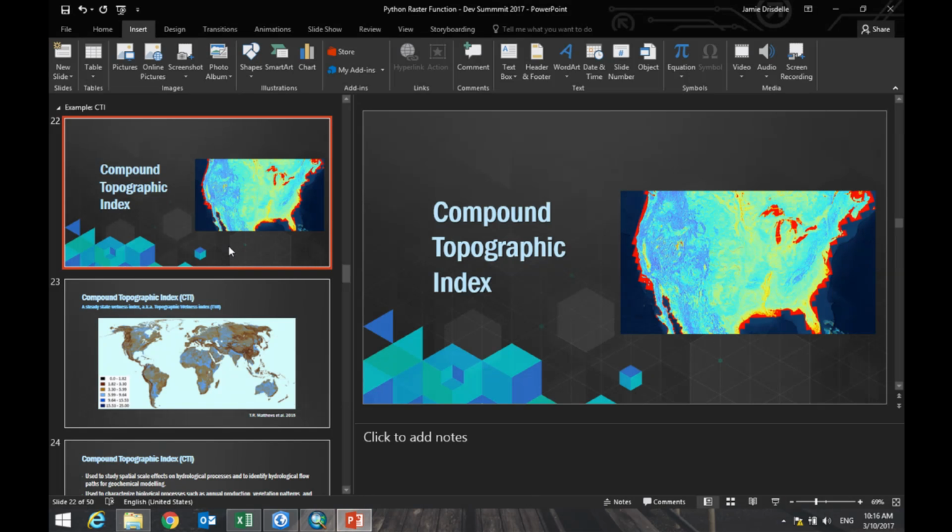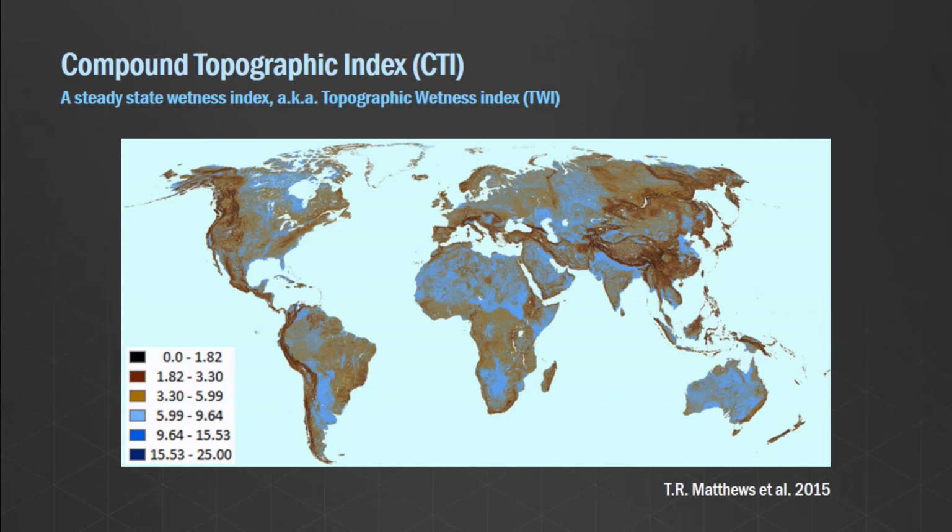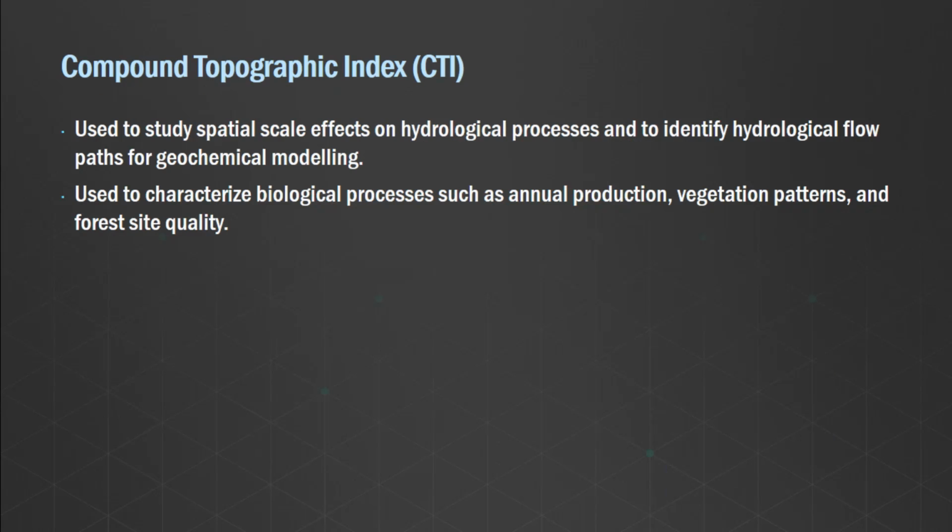So here I have a Python raster function that calculates compound topographic wetness index. It's fairly basic. It takes slope and flow accumulation, 2 rasters, does some math on it, and calculates a steady state wetness index. It's a fairly basic Python raster function, but I'm going to show it to you in code.